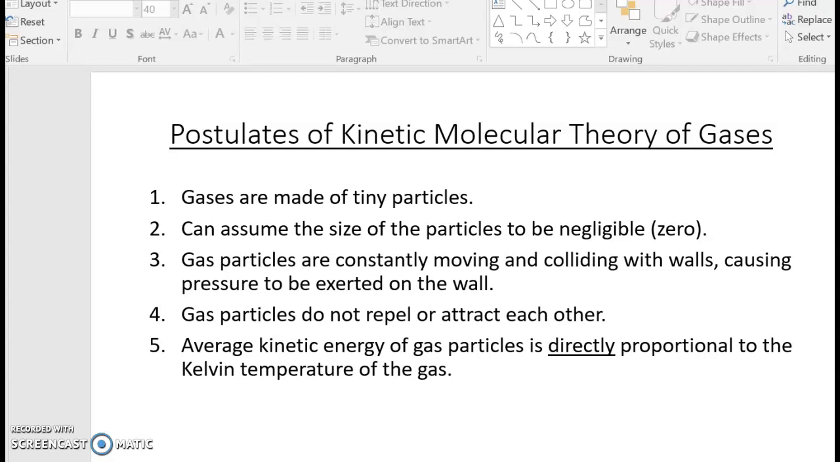All right, and then the fifth postulate is that the average kinetic energy of gas particles is directly proportional to the Kelvin temperature of the gas. Remember, I said that Kelvin is a direct measurement of the kinetic energy, and that's the speed at which those particles are moving around. As we saw when we heated it up, they sped up. When we cooled it down, they slowed down.